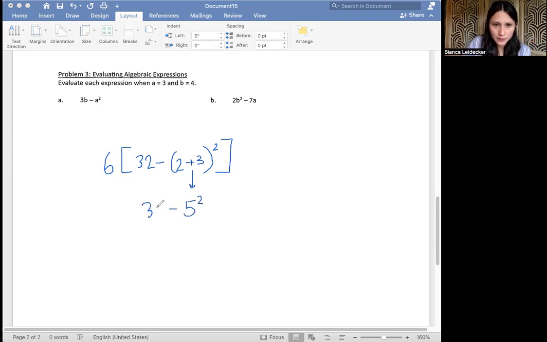And then I'm going to bring everything else down and keep those parentheses. You could keep the brackets if you want to, but I'm just going to rewrite them as parentheses because I've gotten rid of one set of parentheses. I only have one set left. Now I'm going to do my exponent.